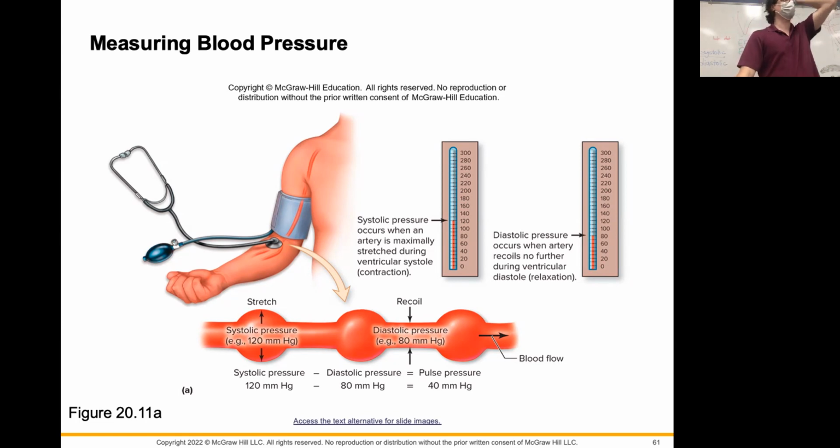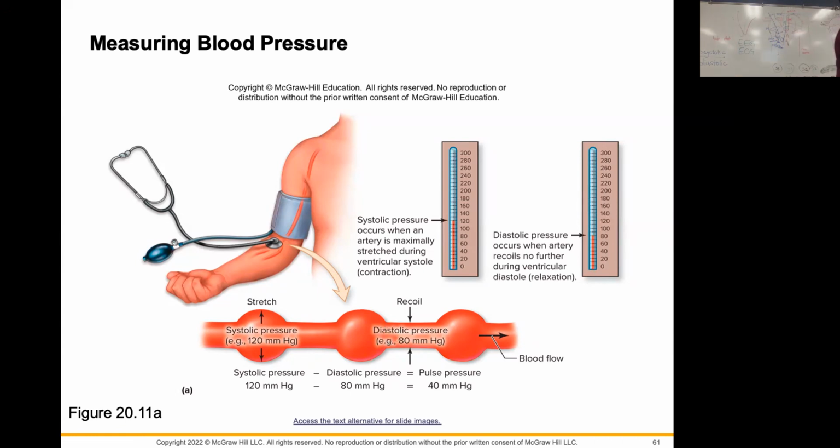Now, I said before that your arteries also have a constant flow of pressure, right? So in between beats, so you have beat, beat, beat, in between, there is still pressure on those walls. The pressure that's on those walls is what we're going to call our diastolic pressure, okay? Now, your diastolic pressure, like I said, is that constant pressure that's placed on the arteries as those arteries are kind of recoiling, going back to normal.